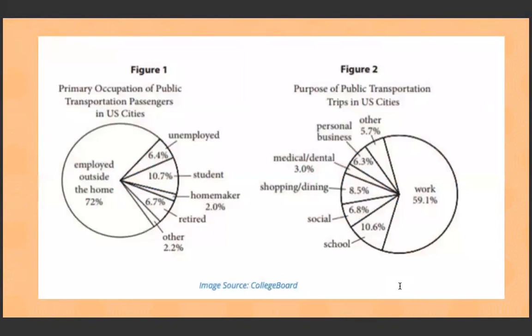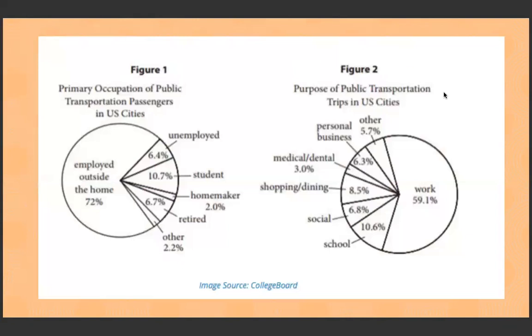It would be a lot clearer if the picture was clearer for you. It didn't come out too well here. However, here's two pie graphs. Figure 1, the title, Primary Occupancy of Public Transportation Passengers in U.S. Cities. So you're obviously going to circle that.